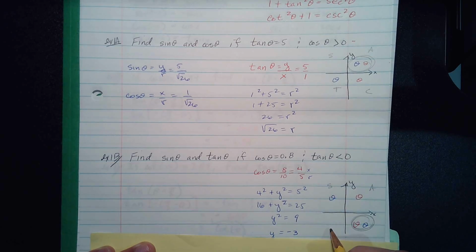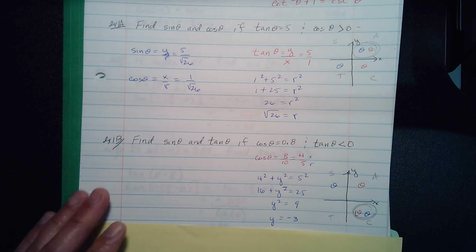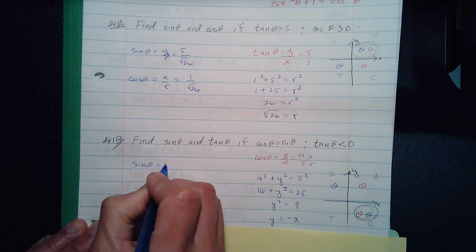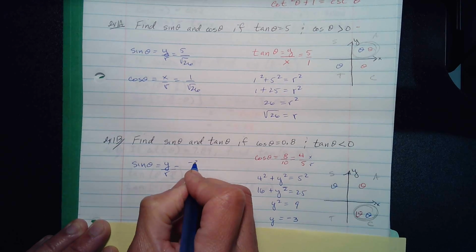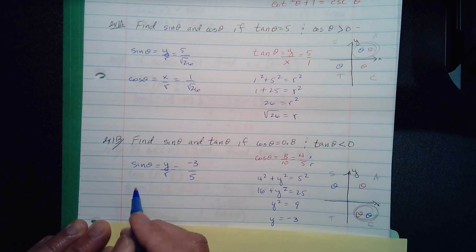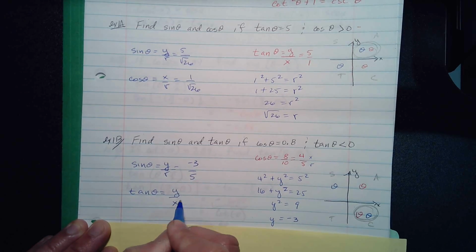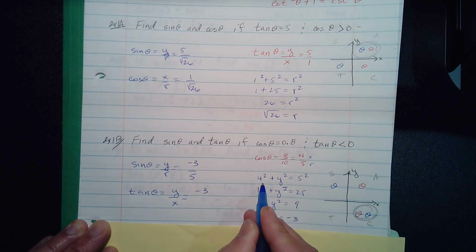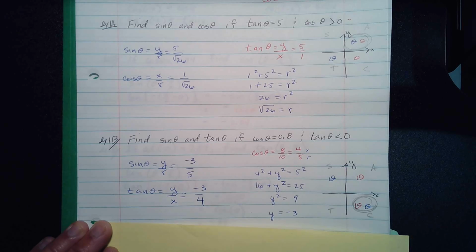Again, if you want to write this down, all students take calculus. It will remind you which trig functions are positive in which quadrant. So again, sine theta is y over r. Y is -3, r is 5. And we know the y values in the fourth quadrant are negative. Tangent theta is y over x. Therefore, we have -3 over 4. So that is example 1b.